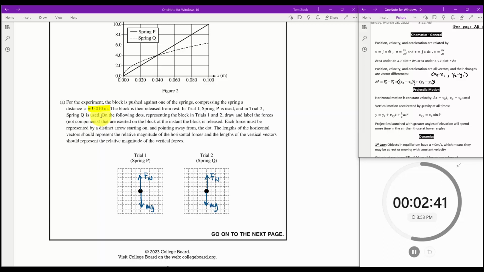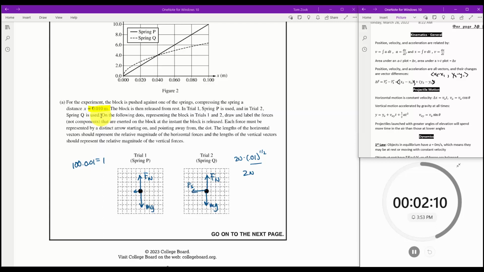If they're both being pulled back that 0.01 meters, they want you to draw the forces to scale for the spring force. So for P, that would be 100 times 0.01, which is 1. And the other one is 20 times 0.01 to the 1/2, which would be 0.1, which would be 2. So this is 2 newtons, and I would draw this bigger than this.